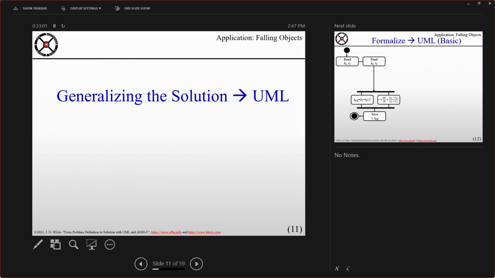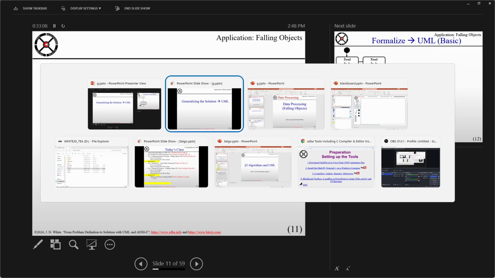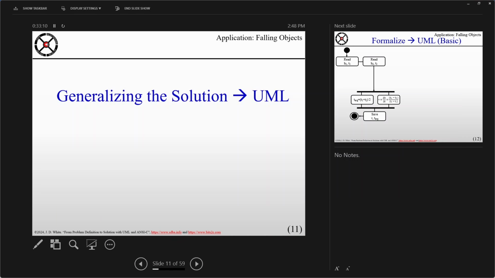Okay, so now we want to generate a solution, so we need to go to UML to do that. That's what I'm going to start to work on now, and we're going to work here on the Blackboard. This is what I just downloaded so I can show you what I'm doing easier. Okay, so I'm going to start my routine. I'm going to take this one, Control D, give me a copy of it.